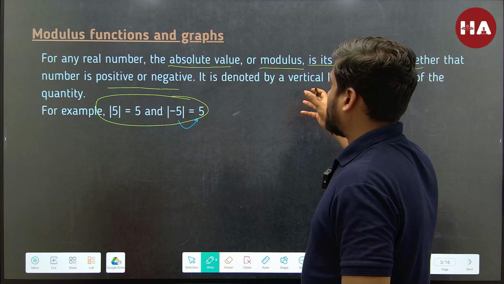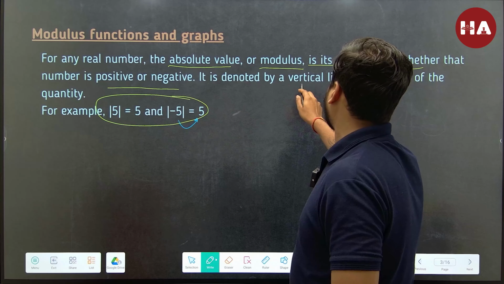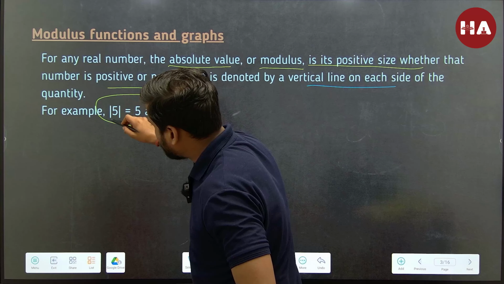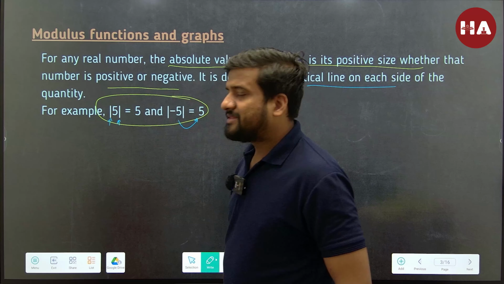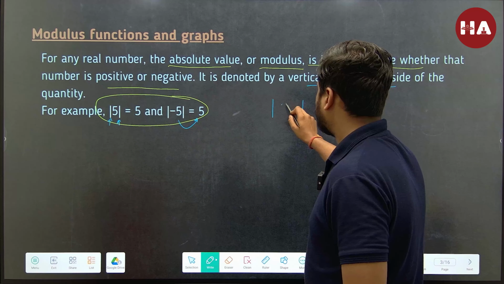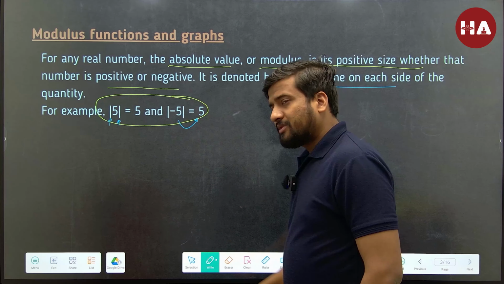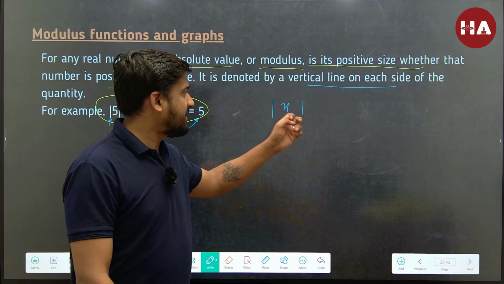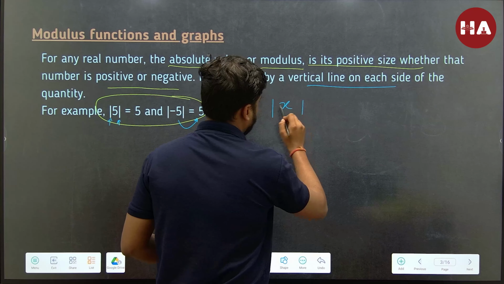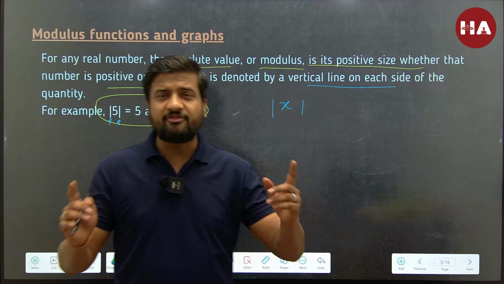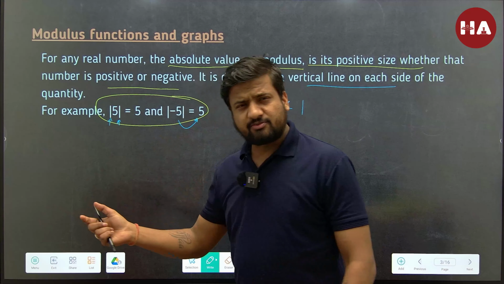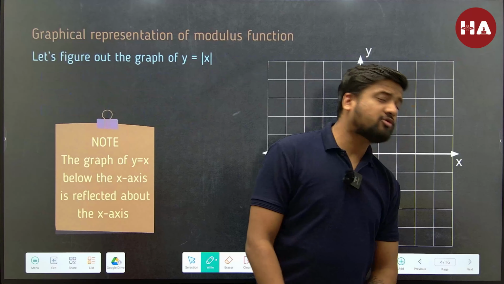Alright, it also says it is denoted by a vertical line on each side of the quantity. See these two lines, this is the sign for modulus. So this will be known as modulus of x. It's not n, it's x. Alright, okay, let's move on. I don't think there's anything to copy here.